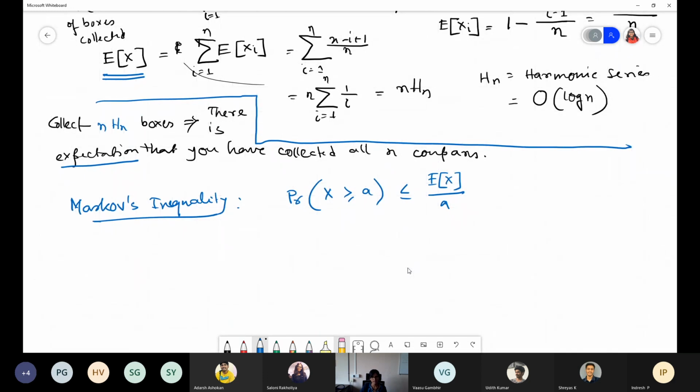So n Hn is my E of X. Say I am taking twice of n Hn. That is, whatever is the expected size, I am taking twice of that size. Now I want to see how much it can vary. So probability of X greater than or equal to 2 n Hn will be less than or equal to n Hn divided by 2 n Hn, where a is 2 n Hn. So this is going to cut off, meaning half. That means 50% probability.